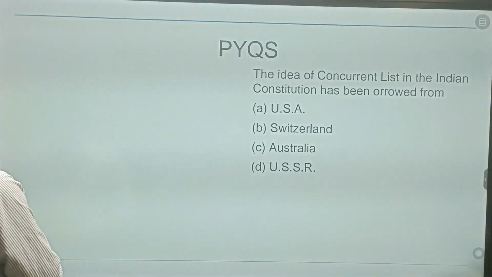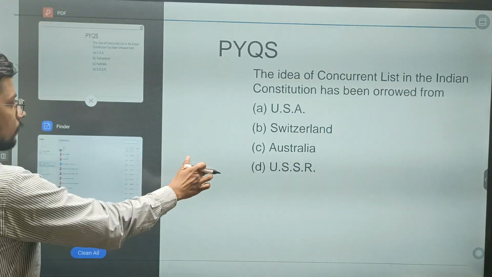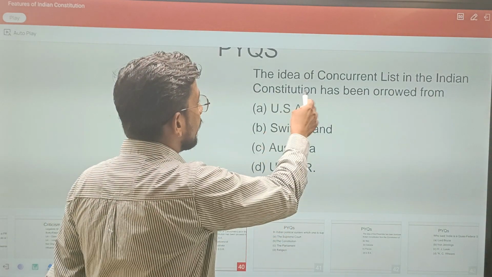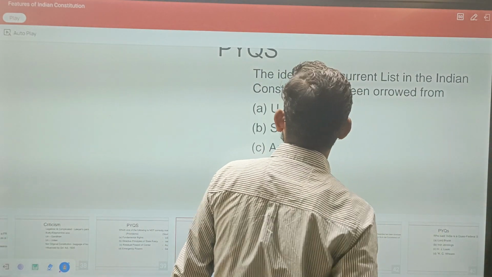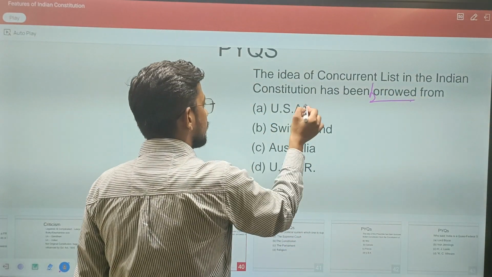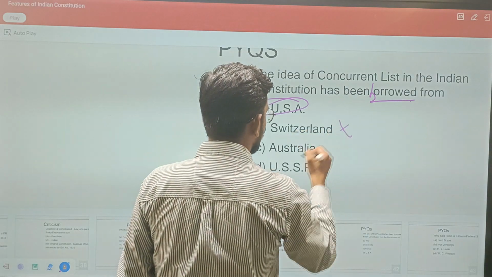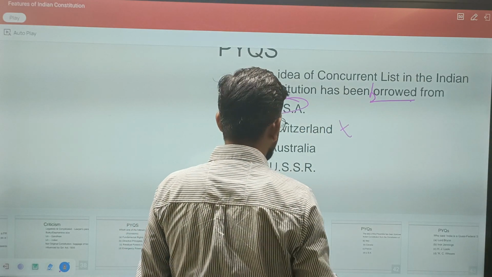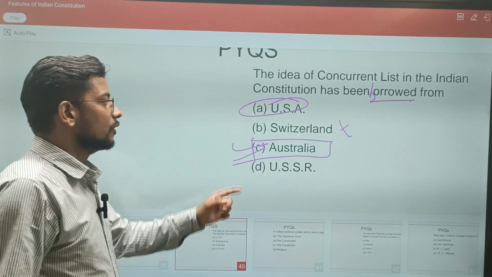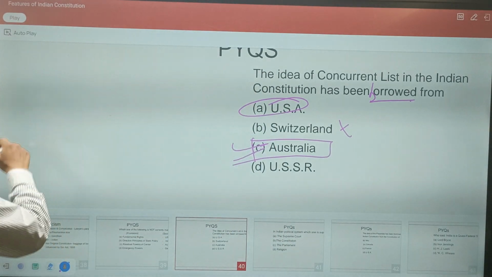Then next question is, the idea of concurrent list in the Indian constitution has been borrowed from, where from? USA? No. Switzerland? No. Australia or USSR? This is from Australia. Australia is having a concept of concurrent list. So we have borrowed it from Australia.